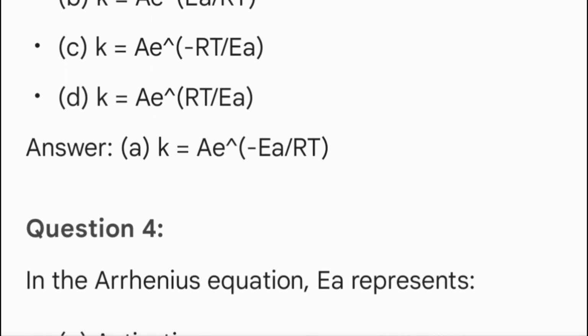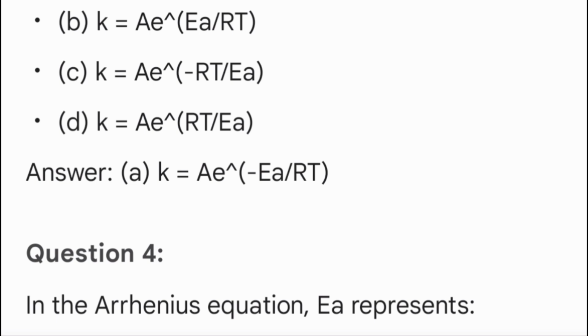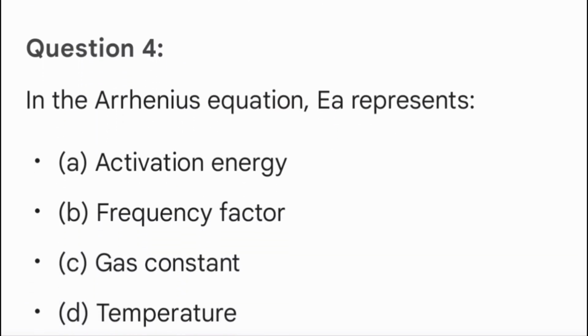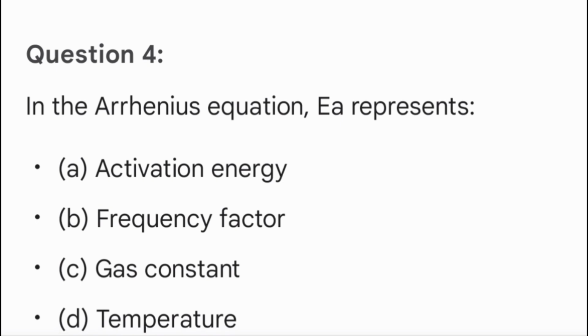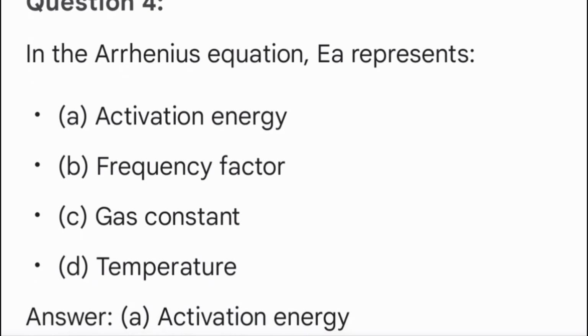Question 4. In the Arrhenius equation, Ea represents: A, activation energy. B, frequency factor. C, gas constant. D, temperature. Answer A.